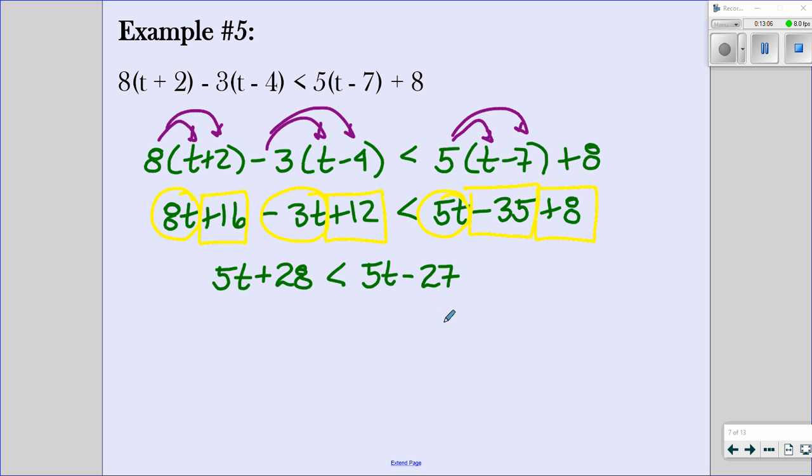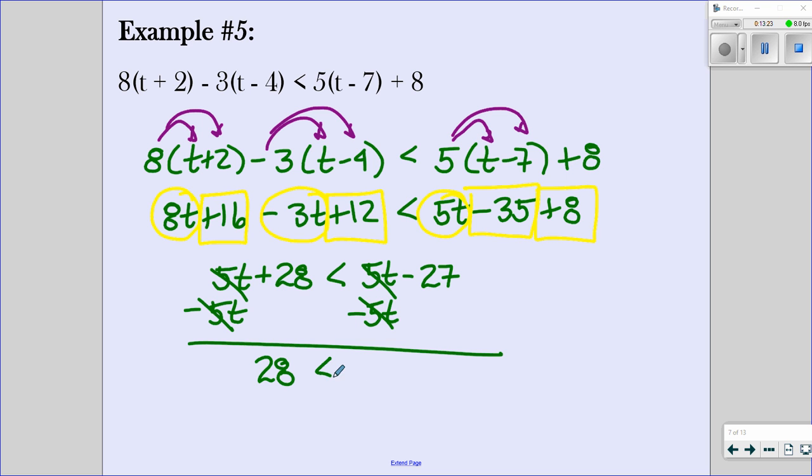Now I start combining the like terms, put all my variables on one side. So I'm going to subtract 5t on both sides. And this will cancel out over here, and this will also cancel out. So I'm left with 28 is less than negative 27.